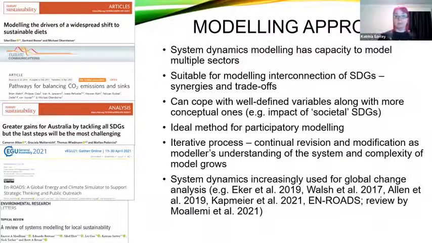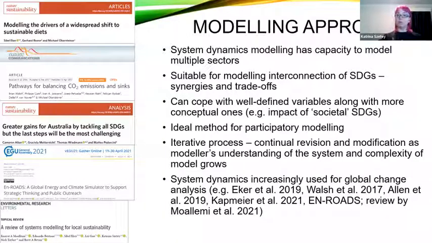So I'll talk a little about our modelling approach, which is system dynamics modelling. Even though my case study is quite small, there are still many interacting sectors, and system dynamics has the capacity to model multiple sectors. And further, for modelling how the SDGs are interconnected with their synergies and trade-offs.